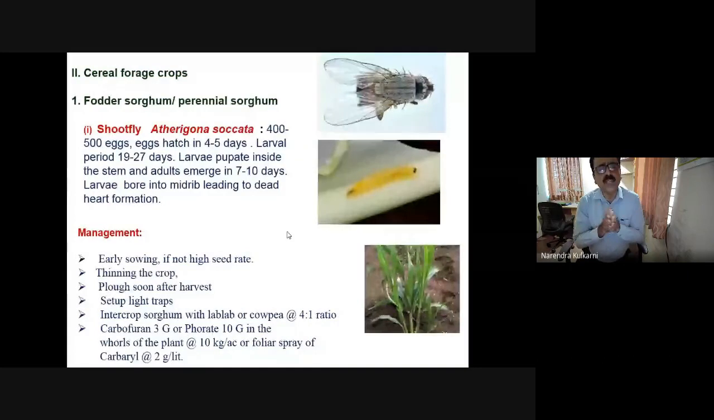So looking into the cereal crops, the first one is our forage sorghum. Like any other grain sorghum, we have an annual forage sorghum, but it's not very popular. Earlier it was commonly called sweet sorghum variety. But now we have perennial sorghum, which we call COFS varieties, Coimbatore Forage Sorghum varieties, CO 29, 30, 31. These have become very popular, and now farmers' acceptability is very high.